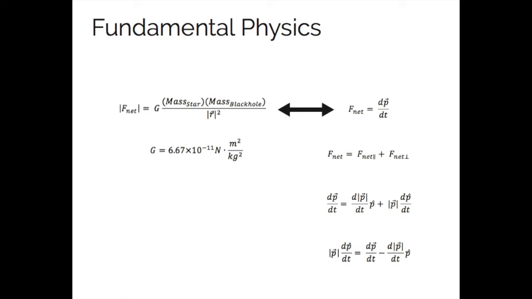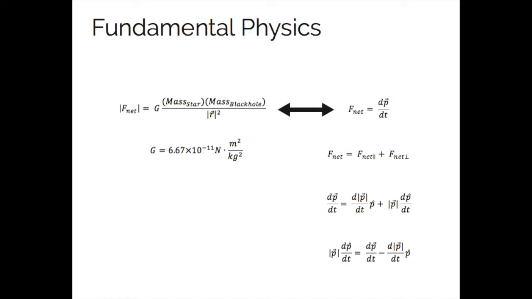Next, the only force in this lab is gravitational, and is proportional to the product of the masses of the two objects. It is inversely proportional to the distance between the objects squared. The gravitational constant, or G, is calculated to be 6.67 e to the negative 11 Newton meters squared per kilogram squared. The rest of the equations show how the parallel and perpendicular components of Fnet and therefore dp dt can be derived.